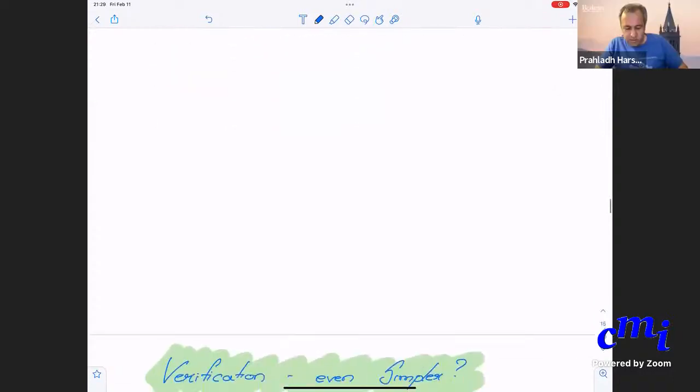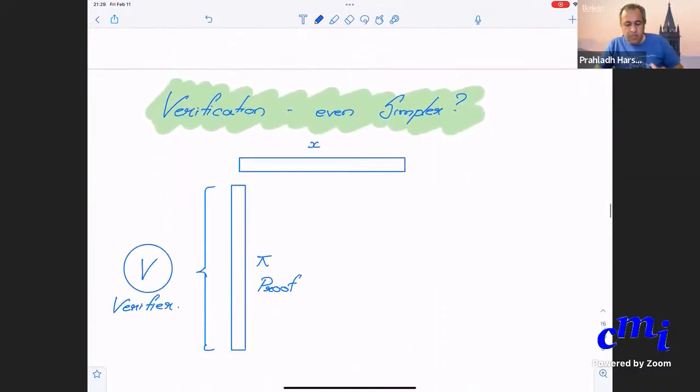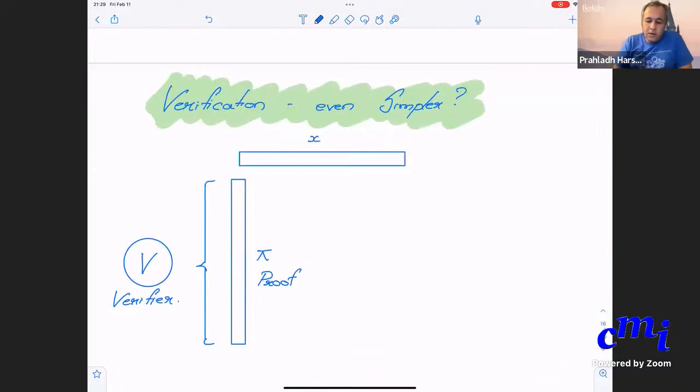Okay, let's go ahead. Okay, so let's look at the model again. So we have this one statement X. I want to define, and I want to ask, can the verification, so there is some statement X. This could be the fact that this graph is 3-colorable. This could be the fact that this number is composite. This could be any one of these statements.